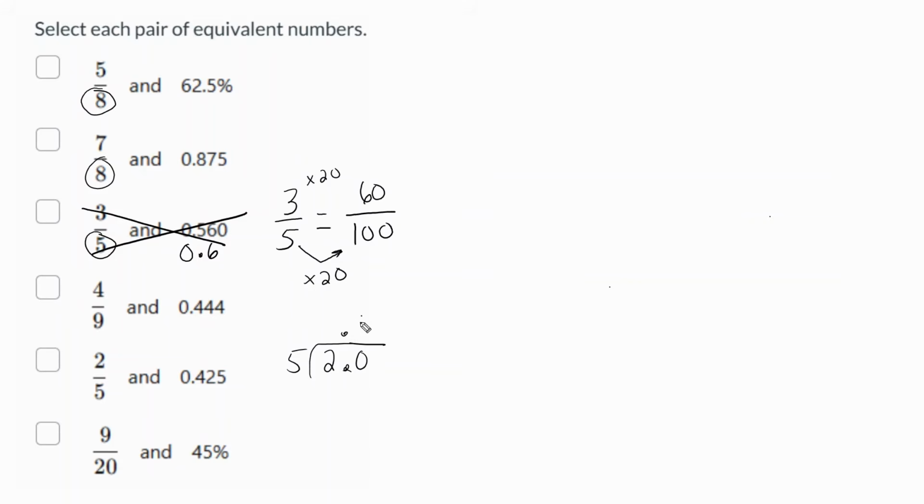5 fits into 20 4 times. So 0.4 is not equal to 0.425. They're close to each other, but they're not equivalent, so we do not choose this one.